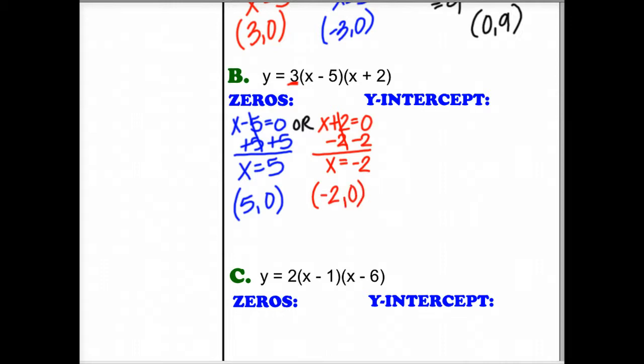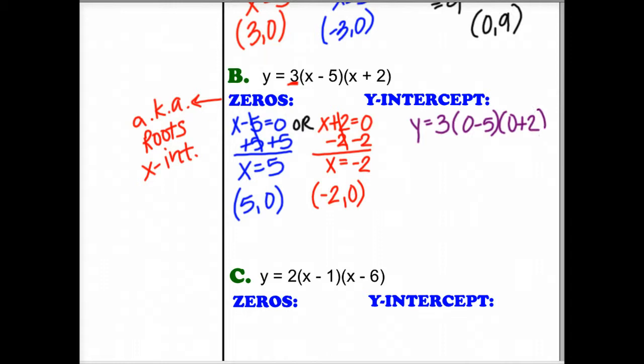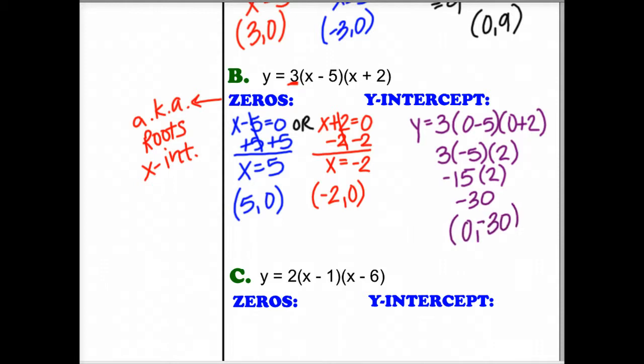These are also called, I'm going to write these down so you have them, roots or x-intercepts, just so you have all those names. For y-intercept, we have y equals 3 times (0 minus 5) times (0 plus 2), which gives us 3 times negative 5 times 2. 3 times negative 5 is negative 15, times 2 is negative 30, which means that my y-intercept is at (0, -30).